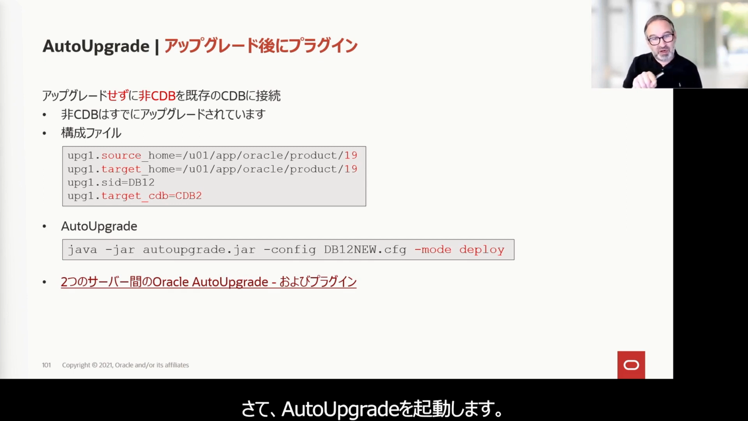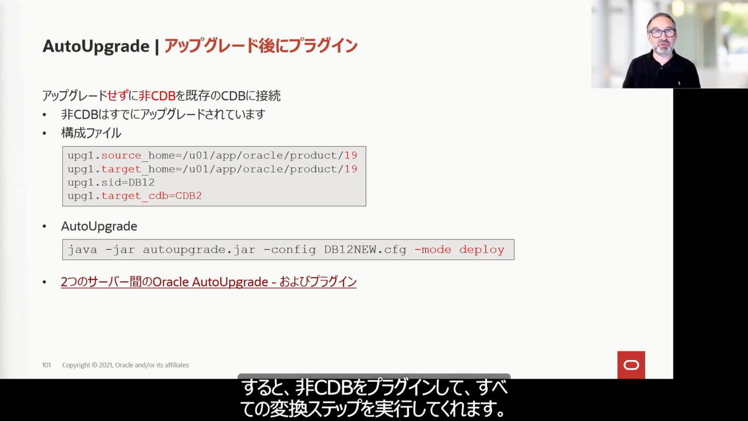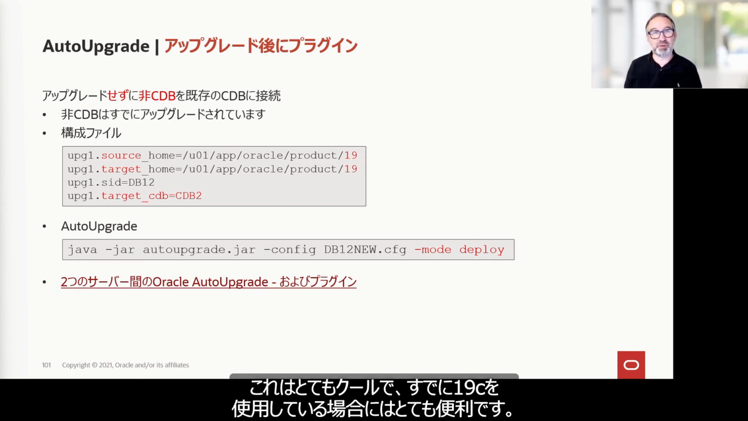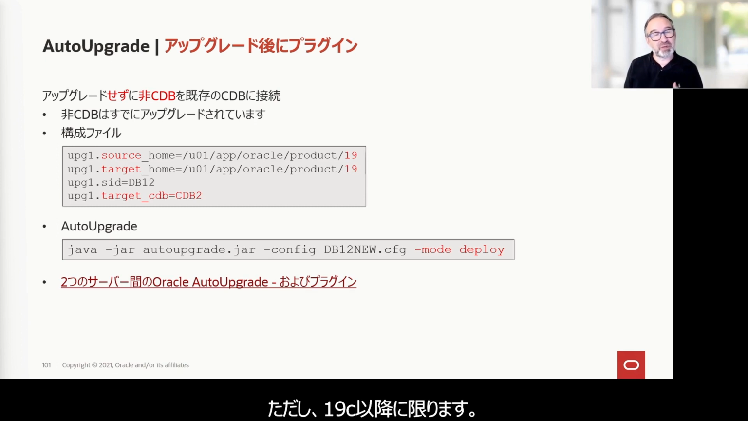And now I kick off AutoUpgrade with the config file -mode deploy, and it will take my non-CDB, plug it in, and run all the conversion steps for me. This is super cool and super useful in case you are already on 19c, but you would like to benefit from the free pluggable databases allowed with every license of an Oracle database server, but only 19c onwards.